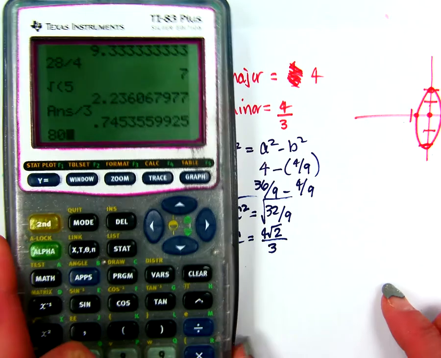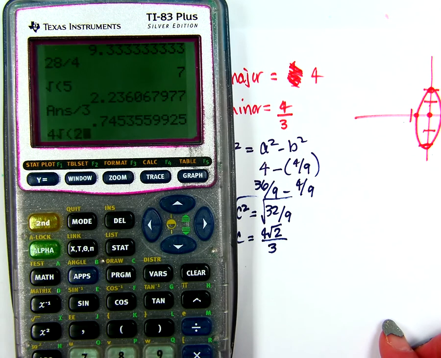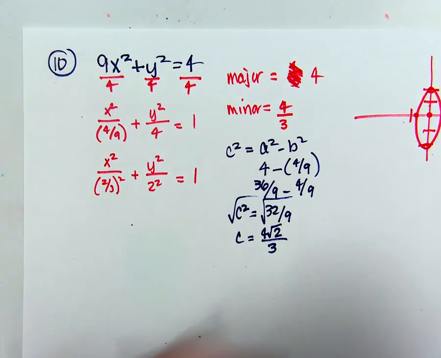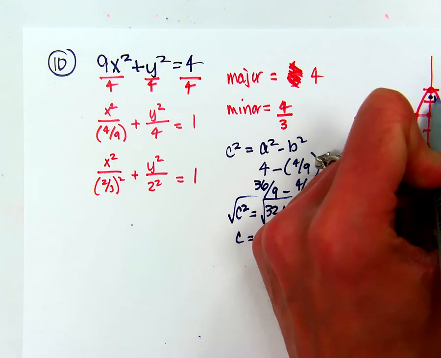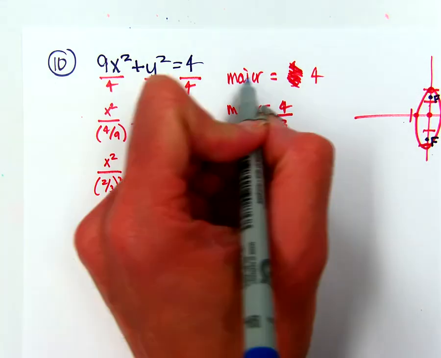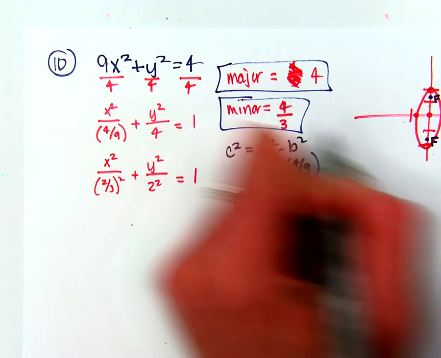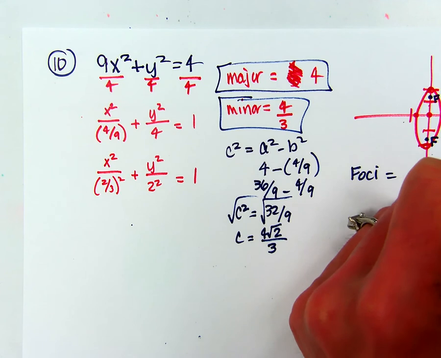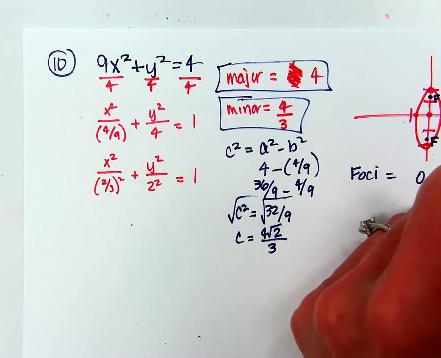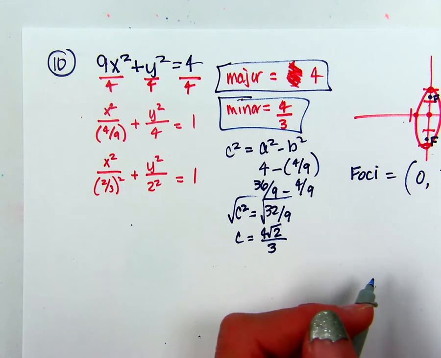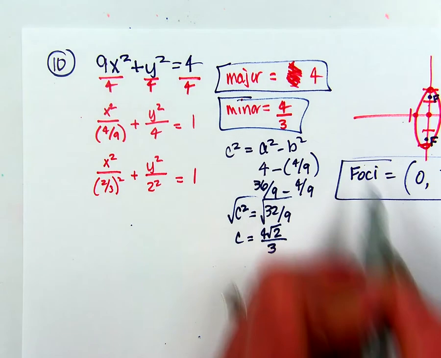All right, so I'm just going to get a decimal approximation for that because that'll help me graph it. So I'm going to go about 1.88 units above and below. There's one of my focal points, and there's another focal point. So you need the major axis, the minor axis, and the location of my foci, which are going to be 0, comma, plus or minus 4 root 2 over 3. That's an exact value. You could use 1.886 as your approximate.